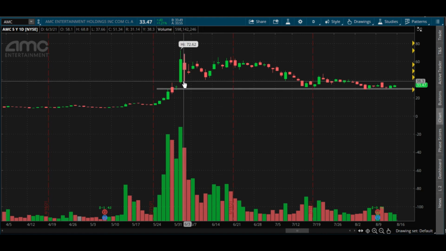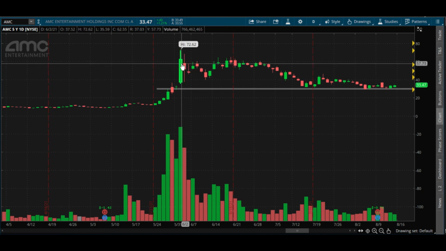So June 3rd, now you see it's red, and it's also a different candle. What this means is the candle indicators have actually switched when it's red. So the top is the opening price, right? Because it's red. It's $58.10. And then the stock closed at $51.34. So the candle is red when the stock closes below the previous day's close, as well as the open.